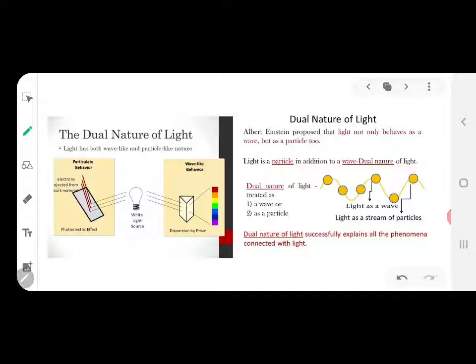So, as you can see right now on your screen, in the first picture, the dual nature of light. Light has both wave-like and particle-like nature. With the help of the particulate behavior, we can explain phenomena such as the photoelectric effect. And with the help of wave-like behavior, we can explain phenomena such as dispersion of light by a prism. So, the dual nature of light successfully explains all the phenomena connected with light.